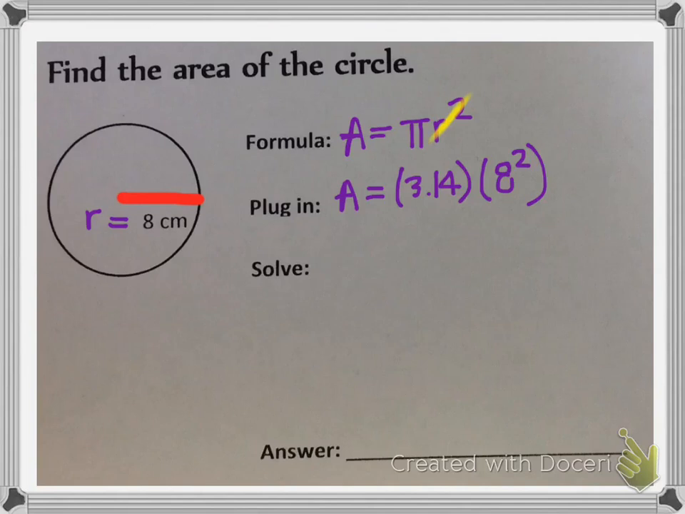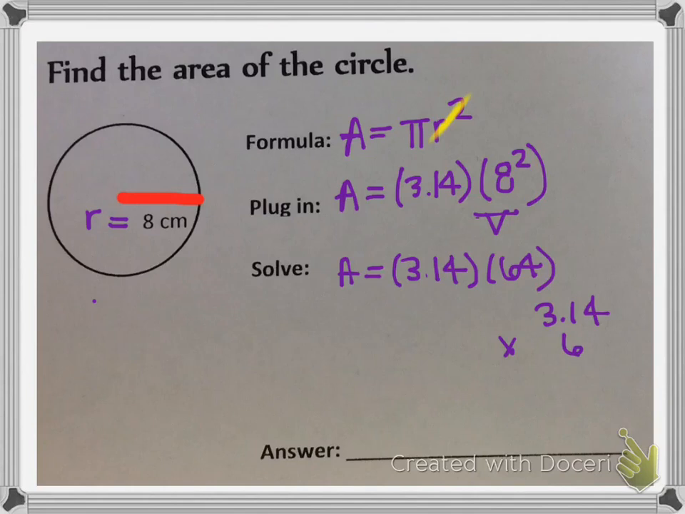So then we're going to solve. PEMDAS tells us that before multiplying we have parentheses and we have exponents. So we are to solve our exponents first. 8 squared is 8 times 8, not 8 times 2. So 8 squared is 64. I'm going to rewrite what I have, and instead of the 8 squared, I'm going to insert 64. And then we solve. We have 3.14 times 64. We have two numbers to the right of the decimal.